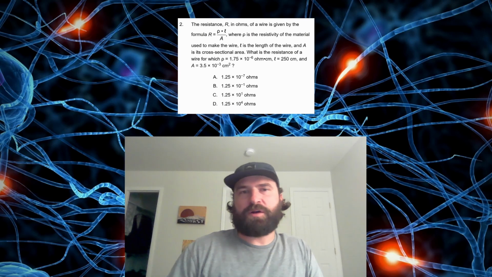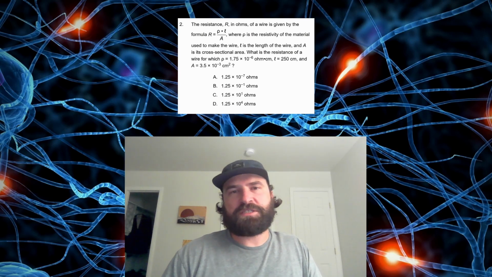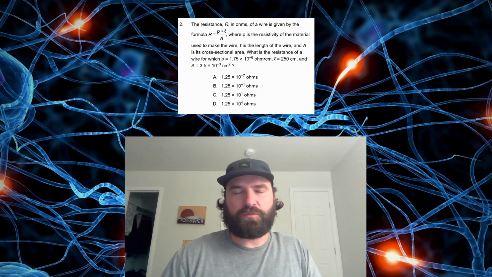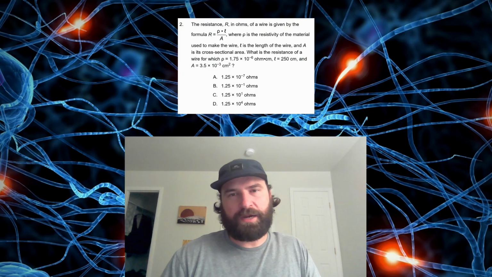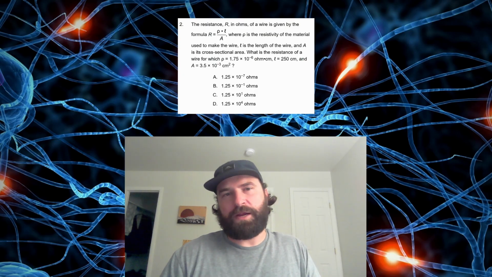Alright, let's crush an MTEL question. This one says the resistance R in ohms of a wire is given by the formula R equals rho times L over A, where rho is the resistivity of a material used to make the wire, L is the length of the wire, and A is its cross-sectional area.